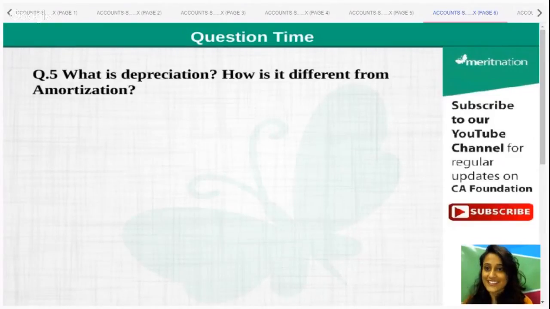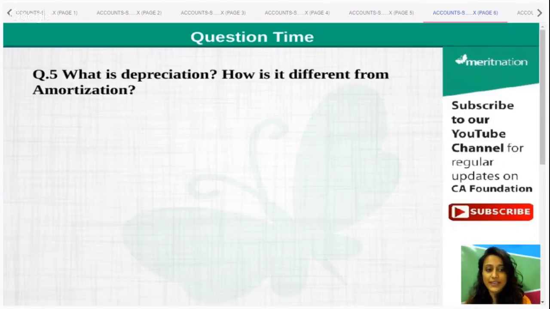Okay, great. Question number 5. I want to see how many of you give me the right answer to this one. What is depreciation and how is it different from amortization? Give me the right answer here. What is depreciation? There are 4 to 5 things that you need to mention in this answer. Can somebody tell me all the valid points?